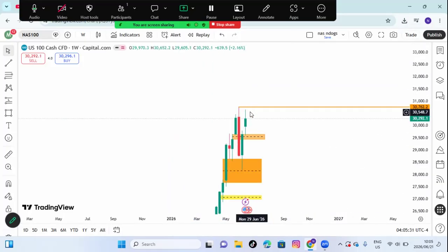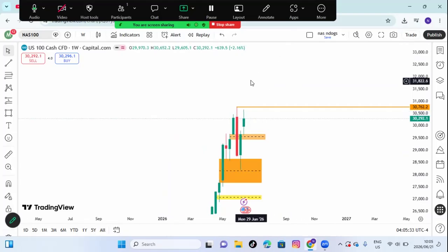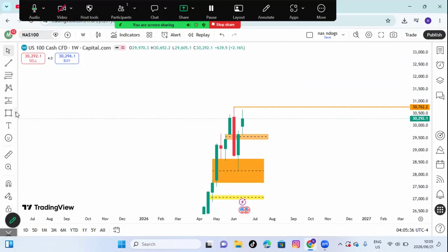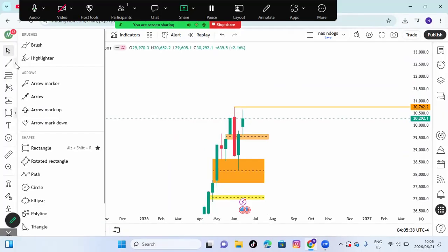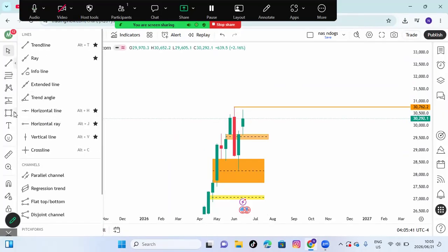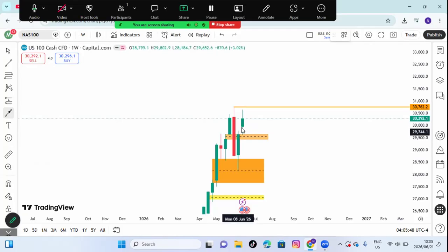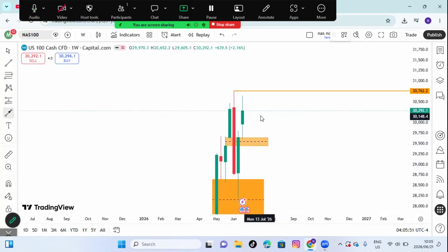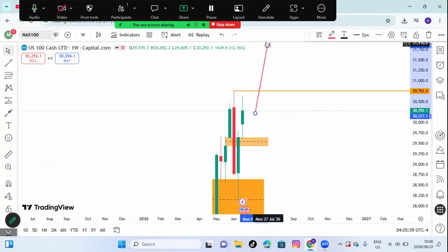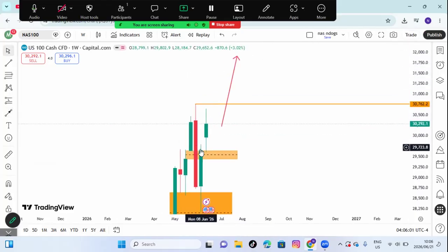So basically, on this one, I'm still looking for more upside on the NAS. There's a nice volume imbalance now that we can see here currently. Either way, we're still looking for upside here. Then we've already used this one, so we can introduce this level here and see what it gives us.